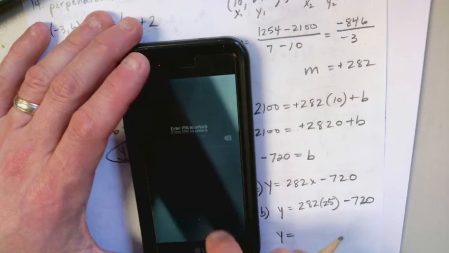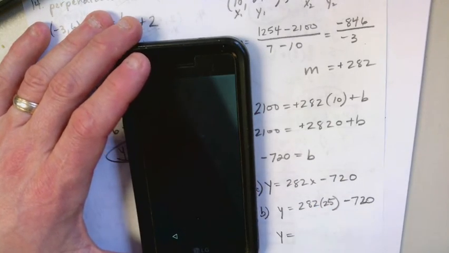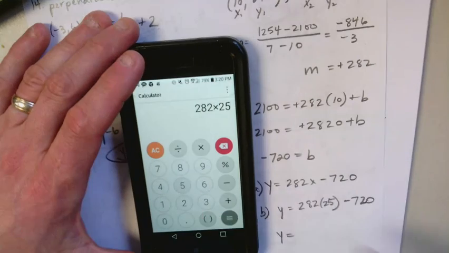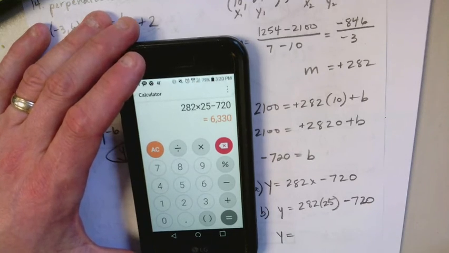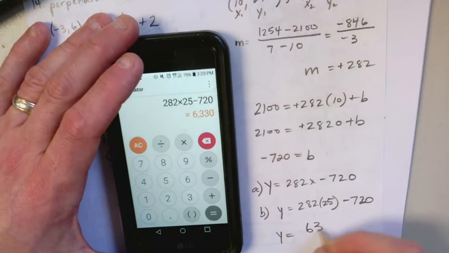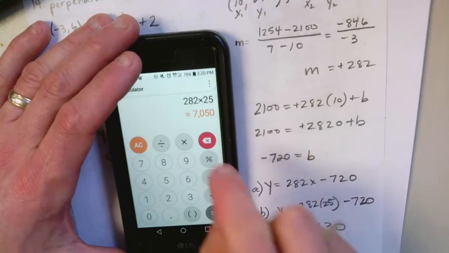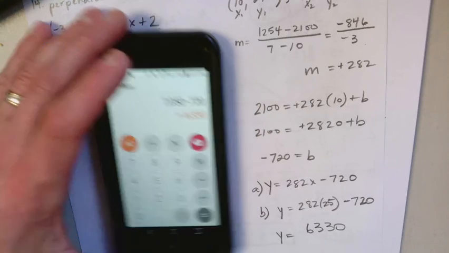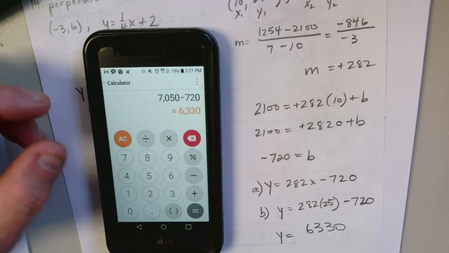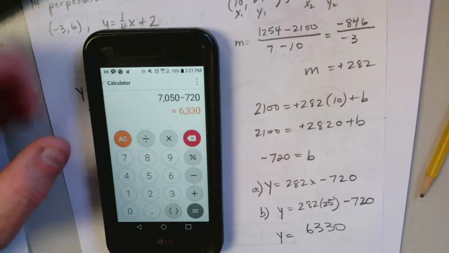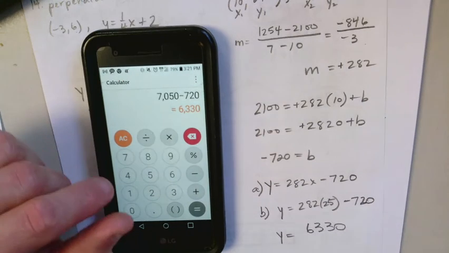So if I do that, 282 times 25 minus 720, 6,330. I just want to make sure that my calculator did it correctly. Yep, good. Okay, so the number of children that will be adopted from Ethiopia in 2025, if these statistics were correct, would be an estimate of 6,330 children adopted.